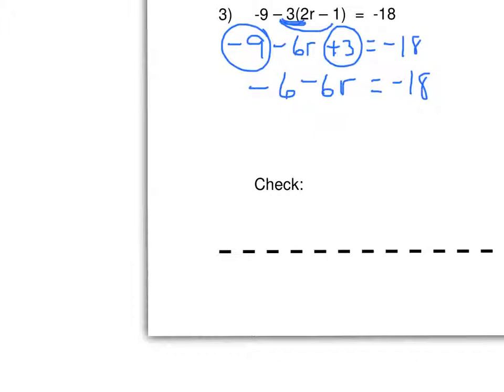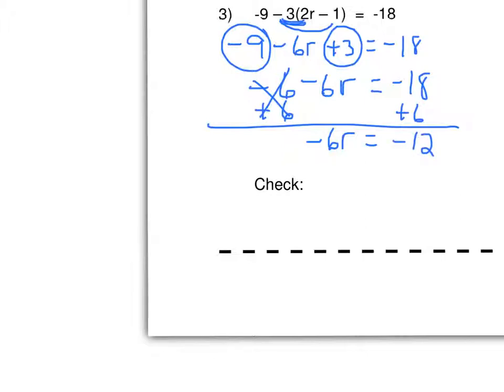My goal is to get rid of this negative 6. How can I zero that out and reverse that? So what I can do is add a positive 6. If I add a positive 6 there and a positive 6 there, then this negative 6 goes away, and I bring down negative 6r, add the negative 18 plus positive 6, and I get negative 12. Now divide both sides by negative 6, and I get r is equal to positive 2.